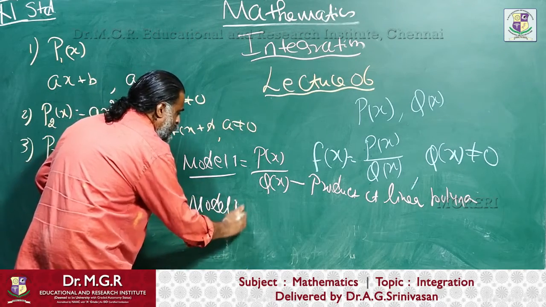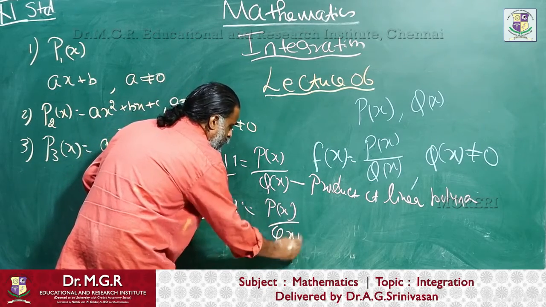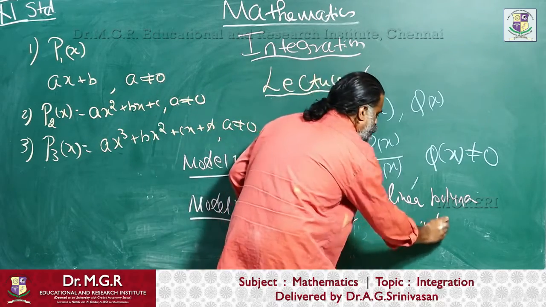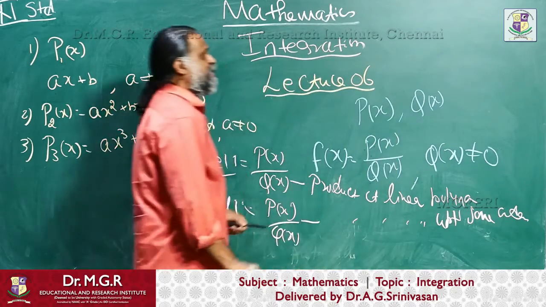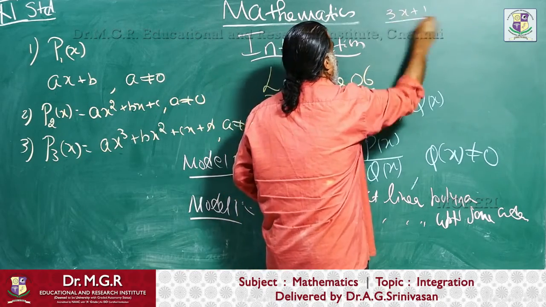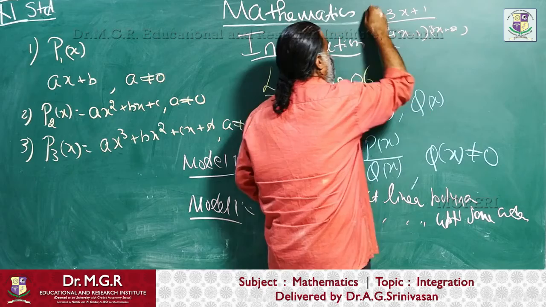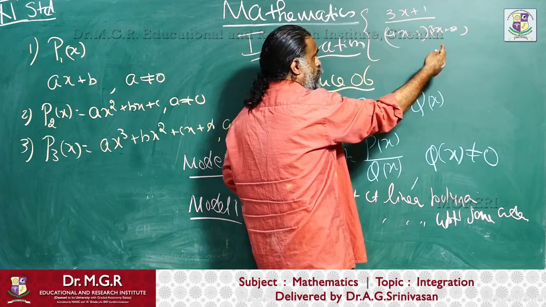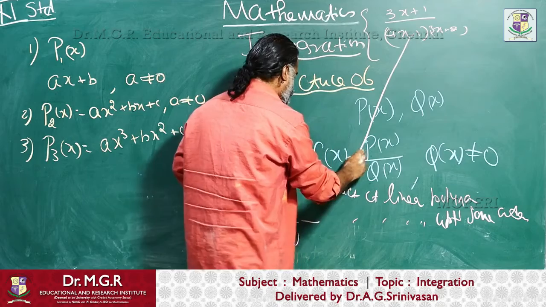Model 2, again it is going to be the same as before, p of x by q of x, where q of x is again a product of linear polynomials but up to some orders. Let me explain a simple example here. Suppose you take 3x plus 1 by 4x minus 1 into 3x plus 2. This is a proper fraction because the degree of the numerator is 1, the degree of the denominator is 2, and these are two linear polynomials and the product. So this is model 1.